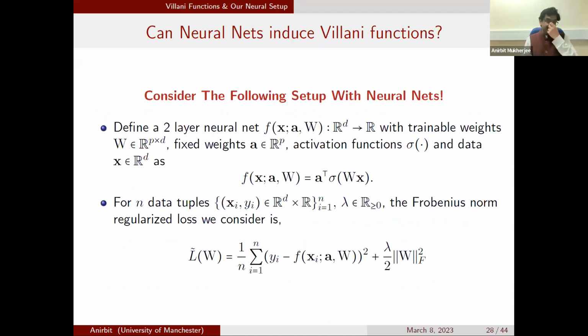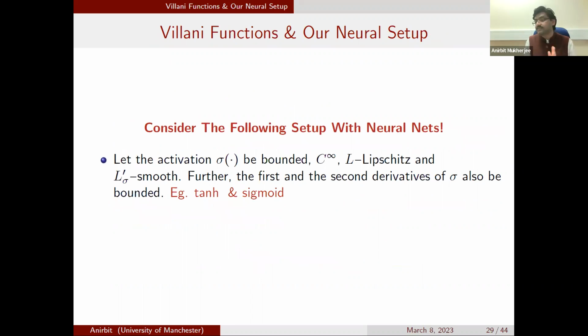Let's see. So I come up with this setup, which is a very standard setup. This is squared loss regression over any training data, any width of a depth 2 neural network with a Frobenius norm penalization on the first layer weights. It's very standard penalized regression over neural networks. And I'm going to make some assumptions about the activation function: that it is bounded, infinitely differentiable, and Lipschitz smooth. Just keep sigmoid or tanh in your mind. They satisfy the conditions that we need to be true. Okay.